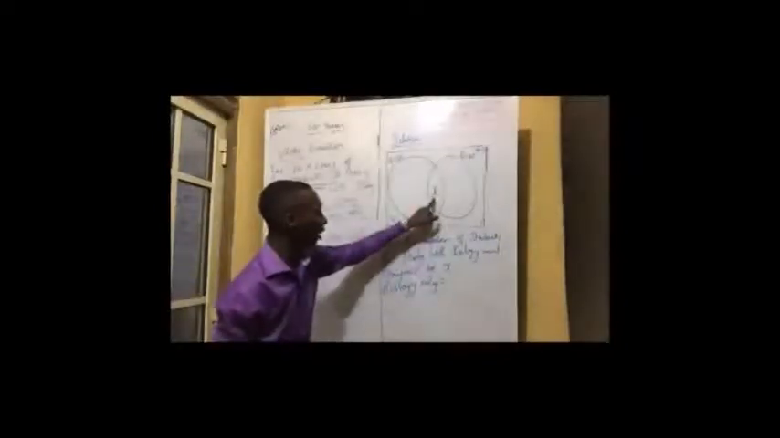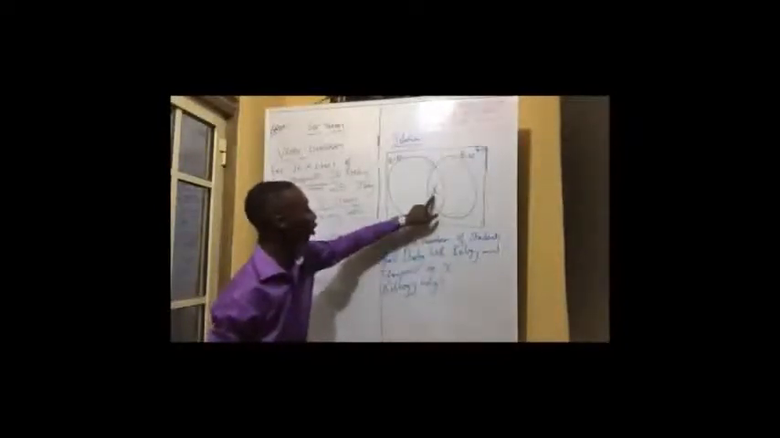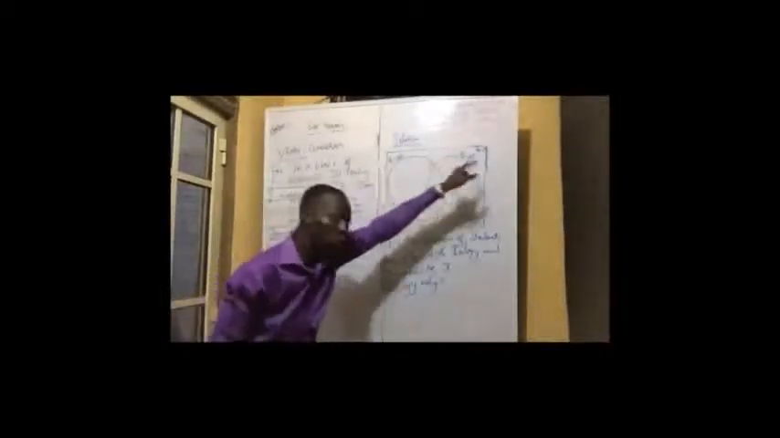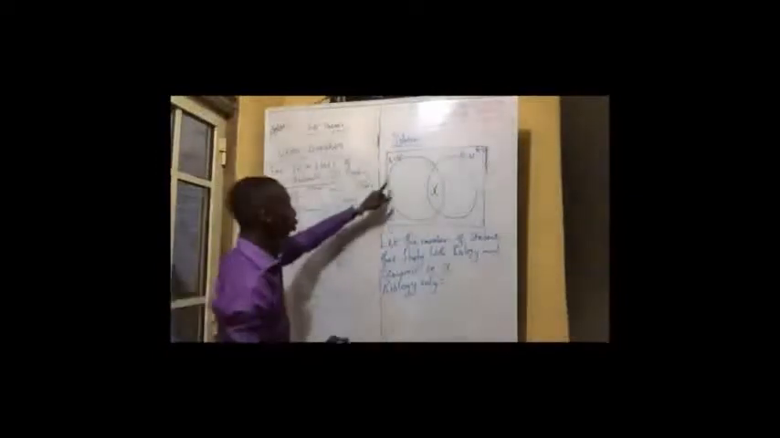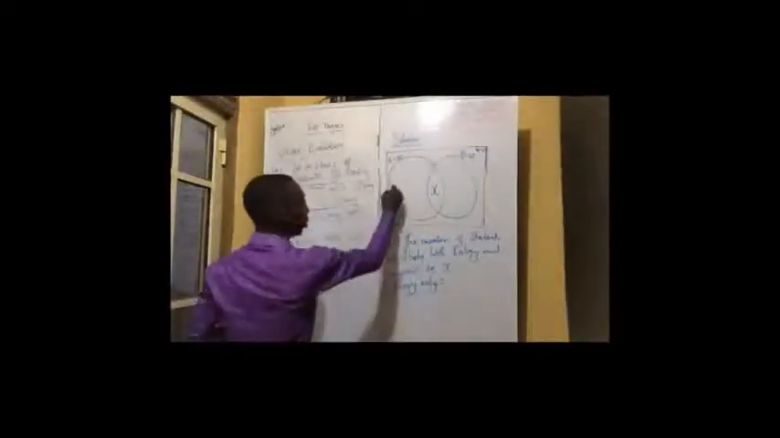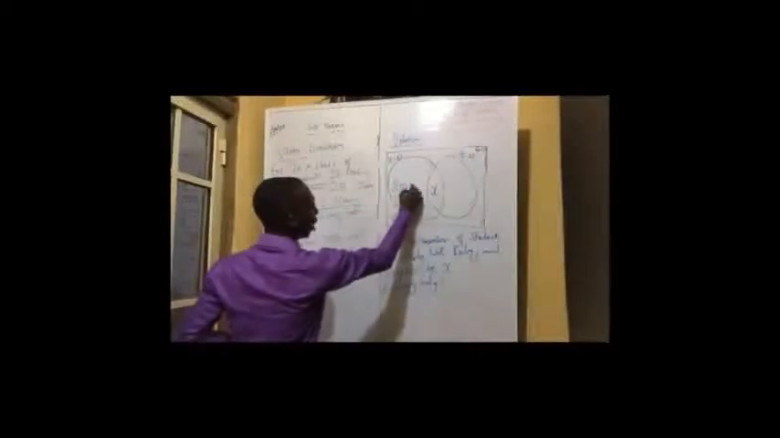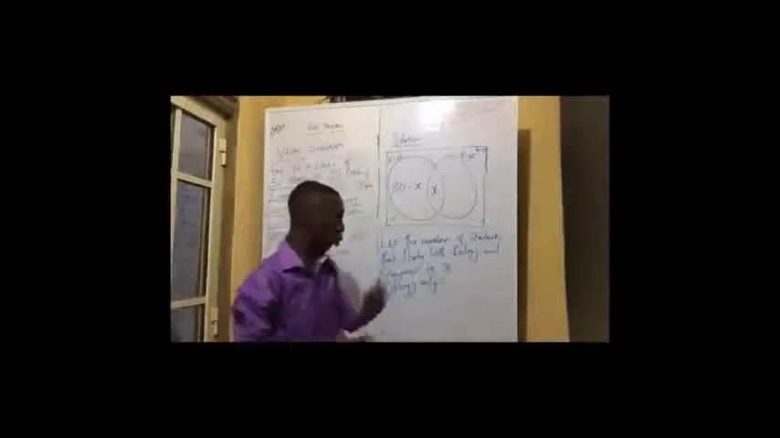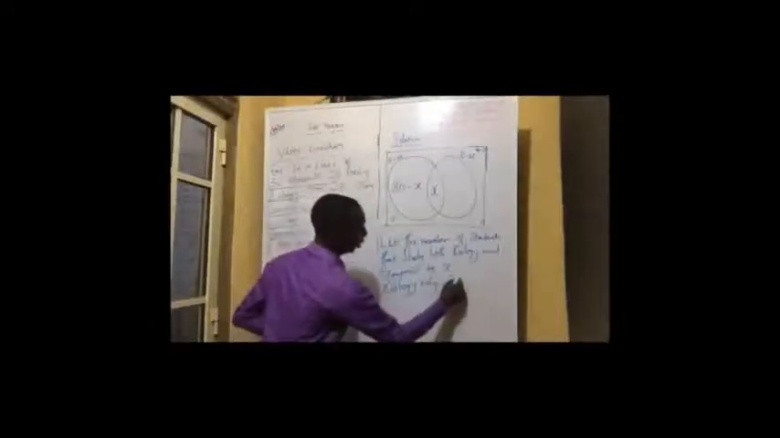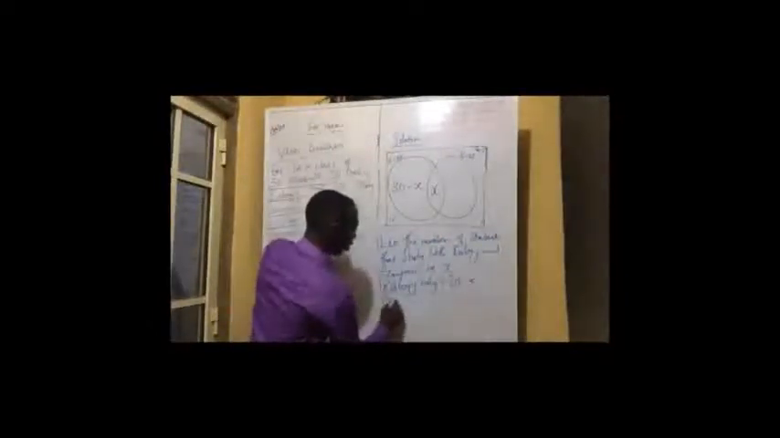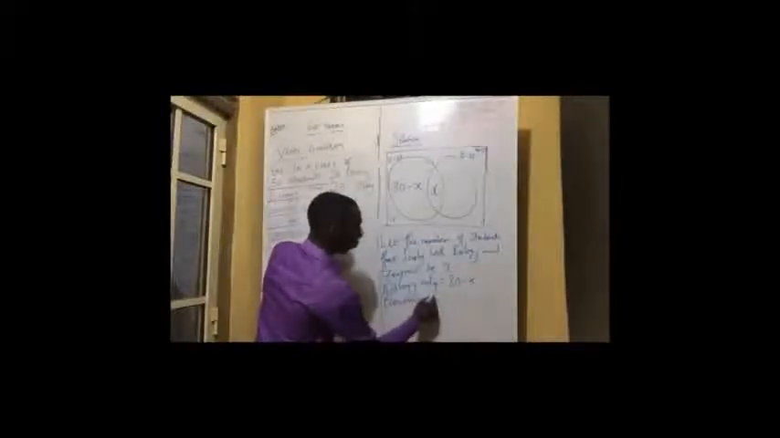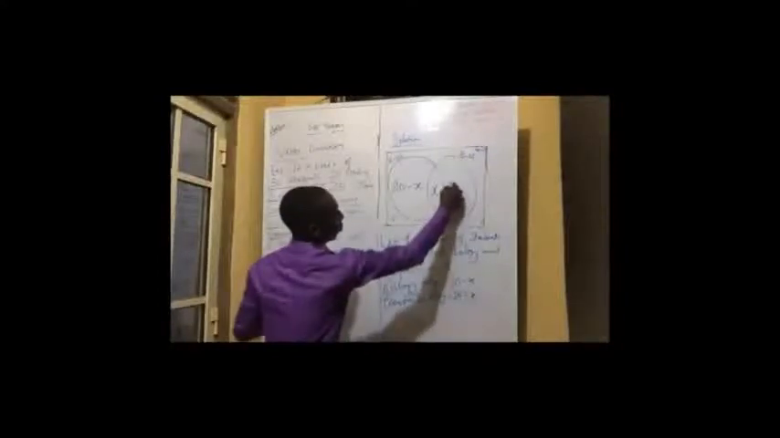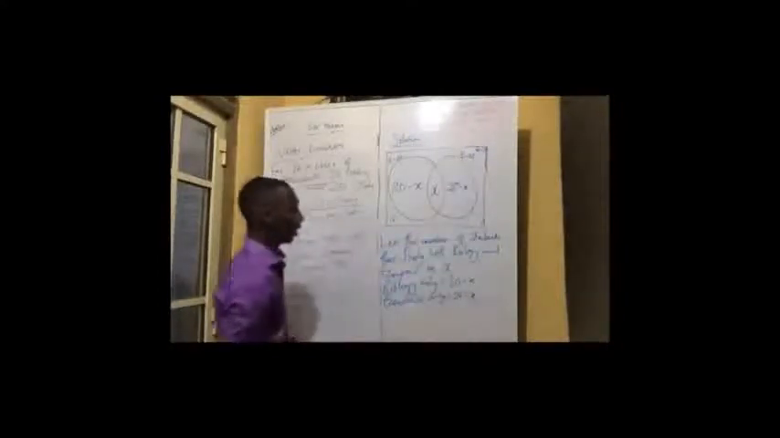Like I said, out of these 30 students here, there are still some students that are doing economics. You get that now? So to get the number of students that do only biology, that will be your 30 minus X. To also get the number of students that study economics only, that gives you 25 minus X. I hope that is clear.